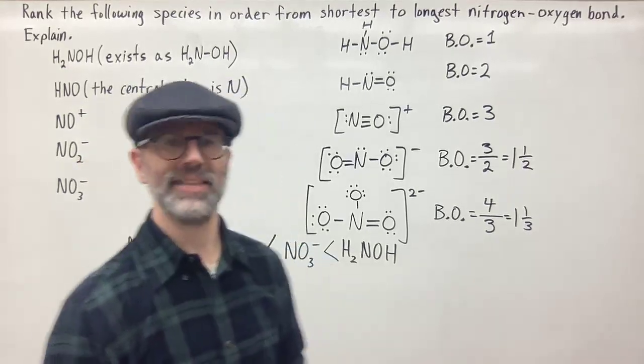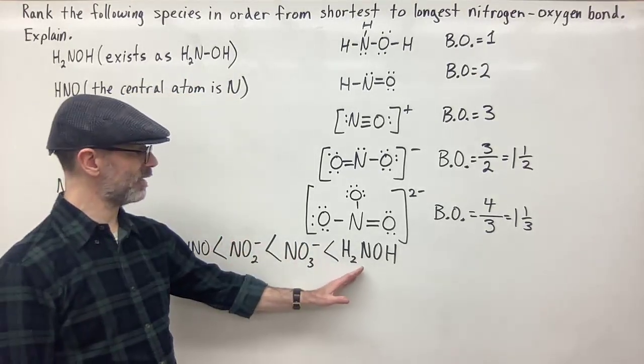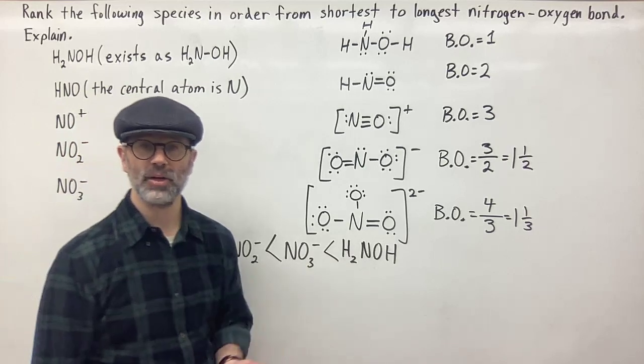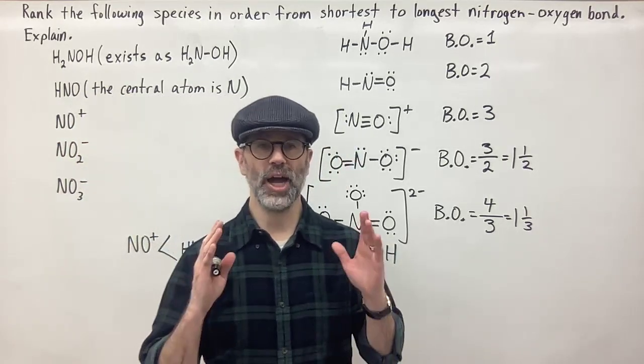And so that is how you determine the order of bond length based on the bond order, and you get the bond order from the Lewis dot structures. So I hope this is helpful.